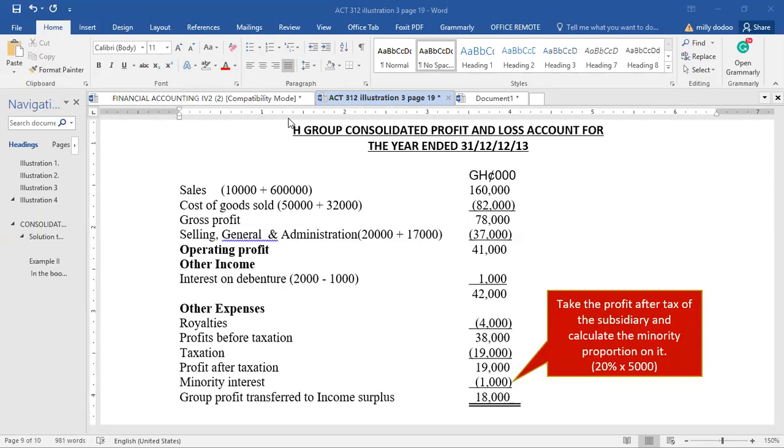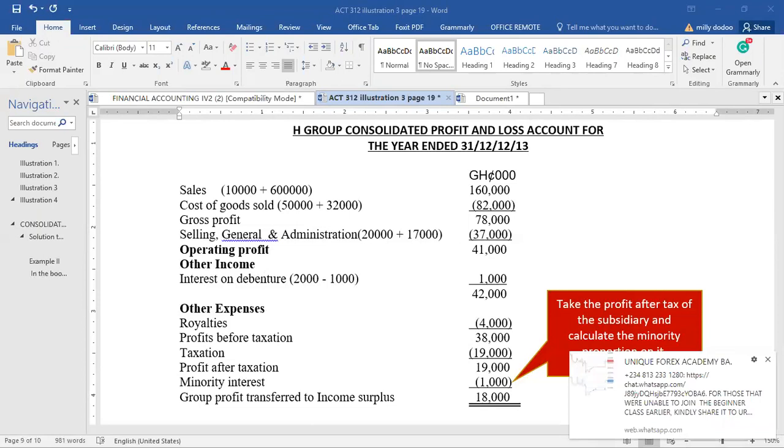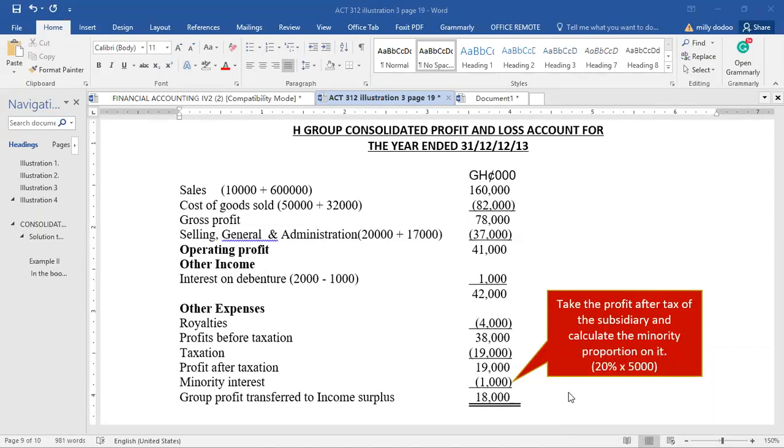Okay. Now, after we got our profits of 41,000, we take other incomes of 1,000 out of it. Then we come to the other expenses. We were not given any additional information in connection with the other expenses, with the exception of the debenture interest. And so therefore, royalties of 4,000 still remains the same, because there is nothing being said about royalties in the footnote. And the other expenses we had here were only royalties.